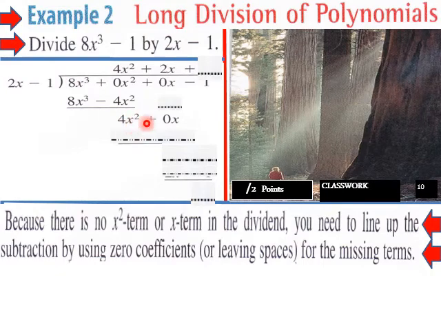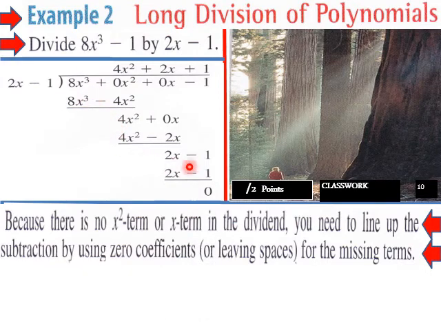2x will go into 4x squared again, 2x times. So 2x times 2x will be 4x squared, and then minus 2x times negative 1 being negative 2x. Change signs and add. These will cancel, and this will become a positive 2x. Drop this negative 1 down. So now we have 2x minus 1. So we can just multiply now by 1, and then we have a remainder of 0.